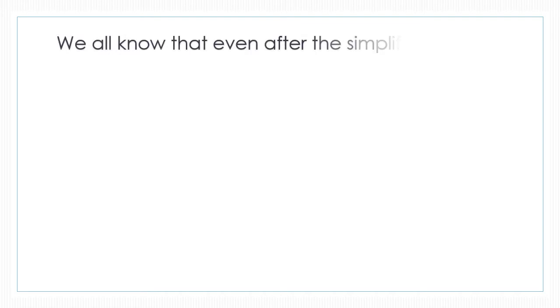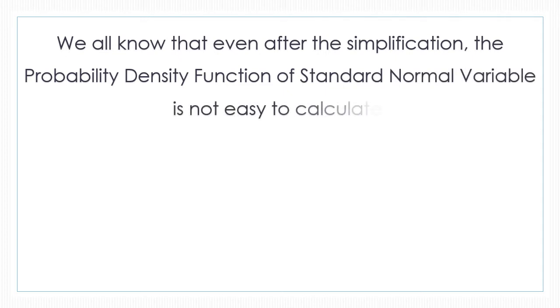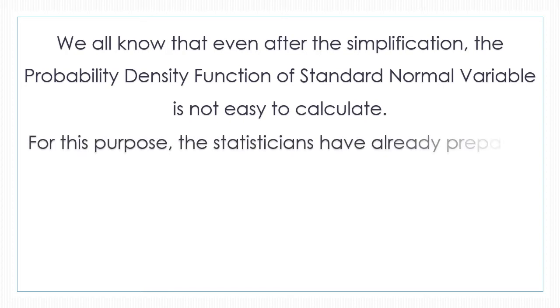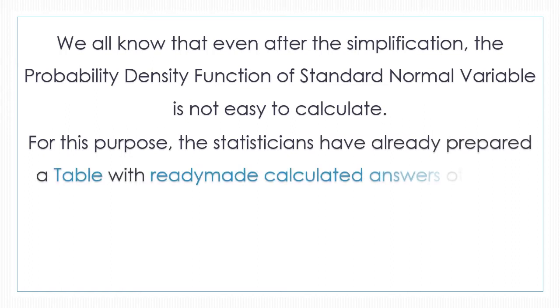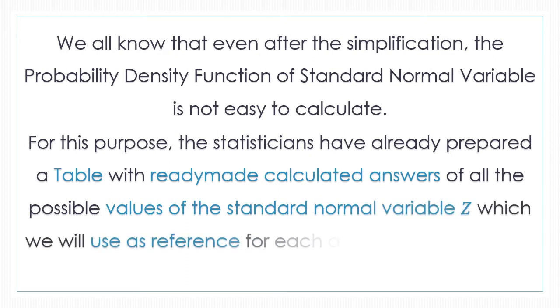I have told you many times, we know that even after the simplification, the probability density function of the standard normal variable is not easy to calculate. So there is an easy way out. For this purpose, the statisticians have already prepared a table with ready-made calculations. That means they have put all the possible values of z into the equation and calculated the answers, and they have created a table of ready-made calculated answers of all the possible values of z.